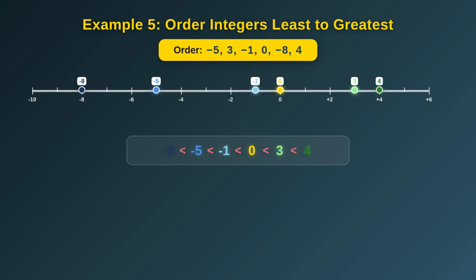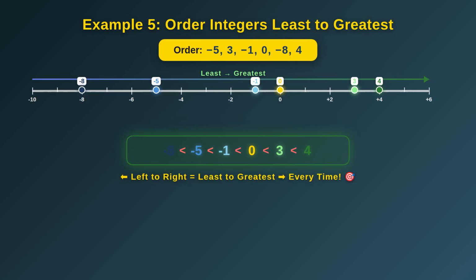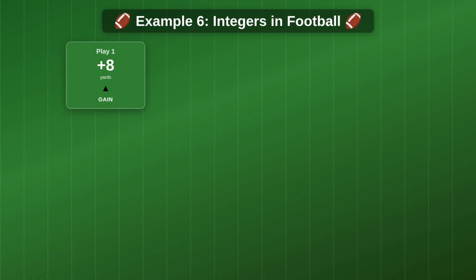You've got this. Let's put it all together with an ordering challenge. We need to order these 6 integers from least to greatest: -5, +3, -1, 0, -8, and +4. The secret? Just use your number line. Plot every number, then read them from left to right. That gives you least to greatest. Plotting them all. -8 is farthest left, then -5, then -1, then 0, then 3, then 4 is farthest right. So our order is -8, -5, -1, 0, 3, 4. Left to right, least to greatest, every time.